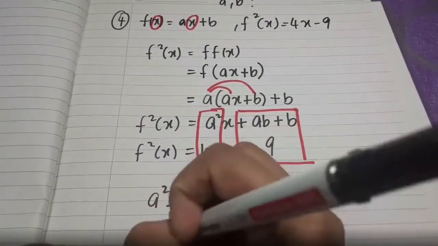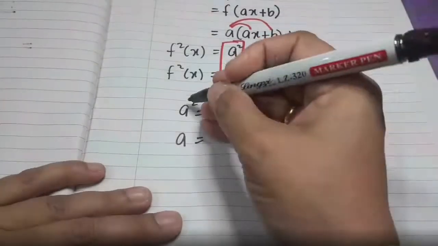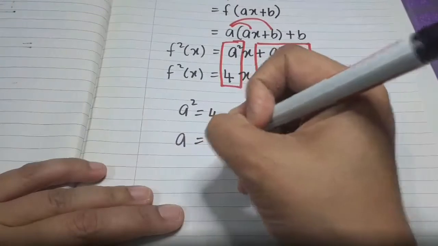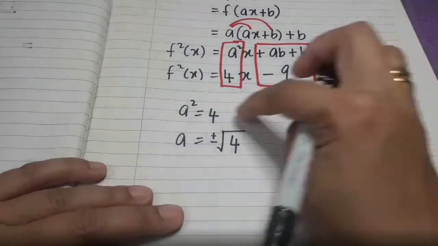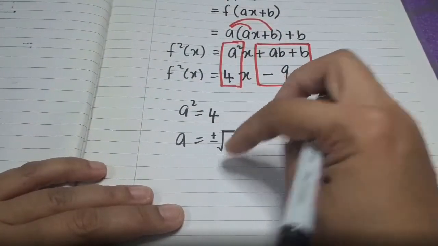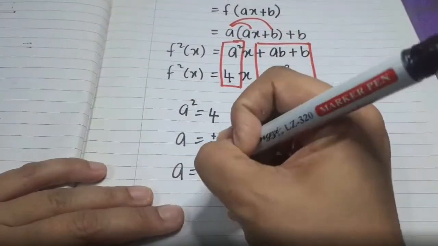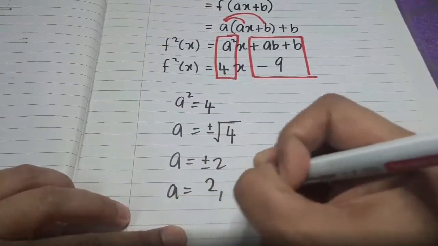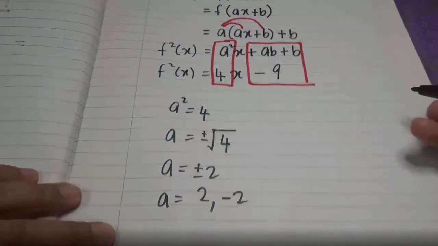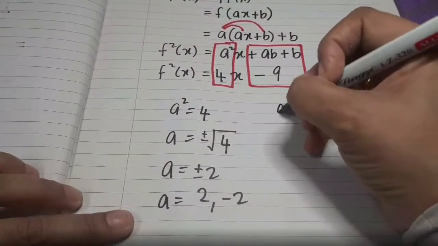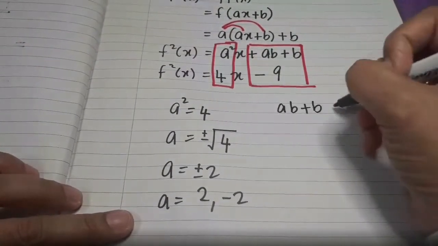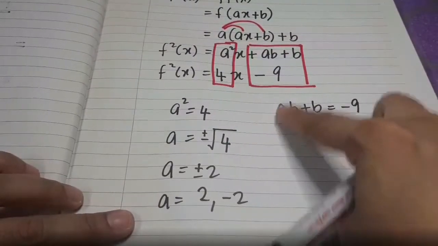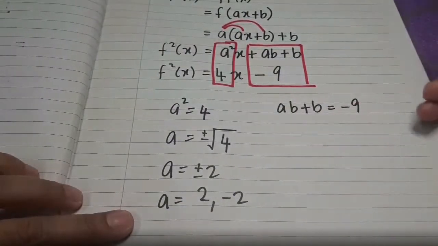So, how to get a? This is square. So, we do square root. Square root have plus and minus. Okay, square root, we have two answers, plus and minus. So, a will become plus minus 2. Or you can write a equal to 2 and one more negative 2. Now, we do for the constant: ab plus b equal to negative 9. We do comparison. This is positive, so no need to write positive.